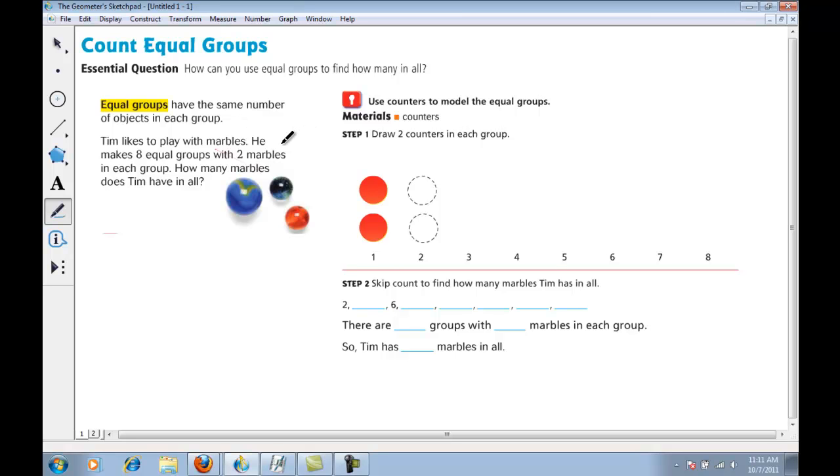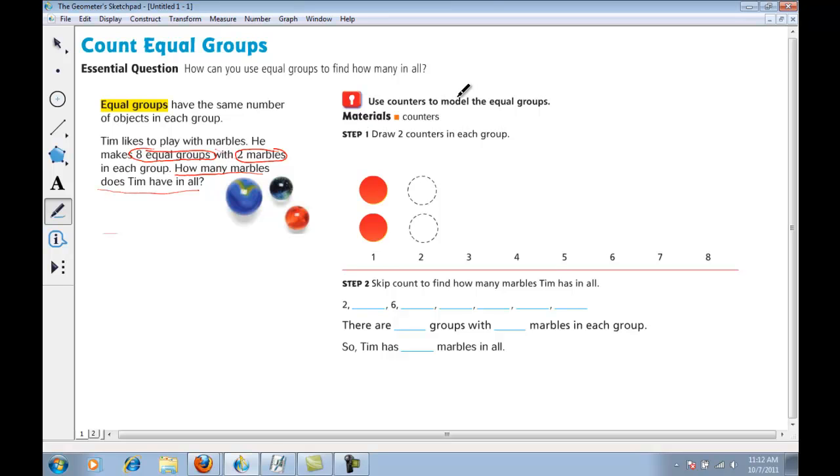Now let's take a look at this question. Tim likes to play with marbles. He makes 8 equal groups with 2 marbles in each group. How many marbles does Tim have in all? Now the question we're trying to answer is how many marbles Tim has in all. We know that he has 8 equal groups, and there are 2 marbles in each group.